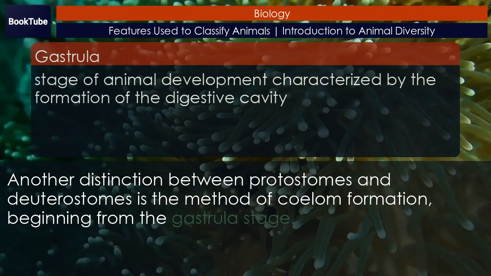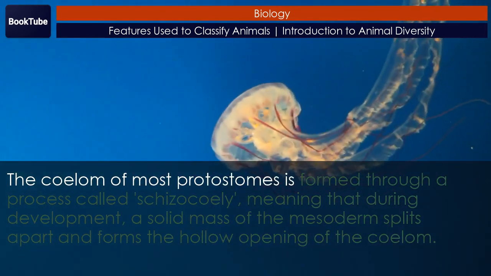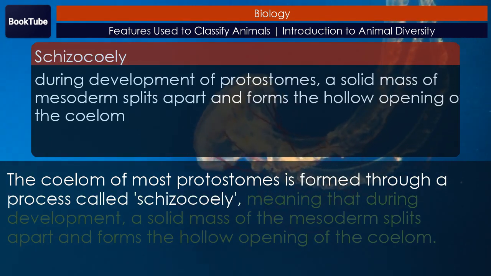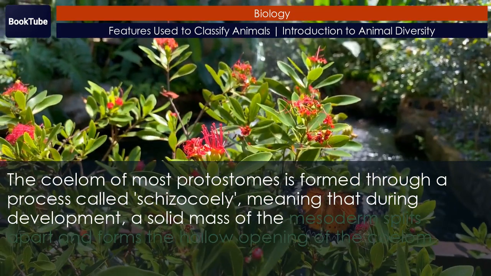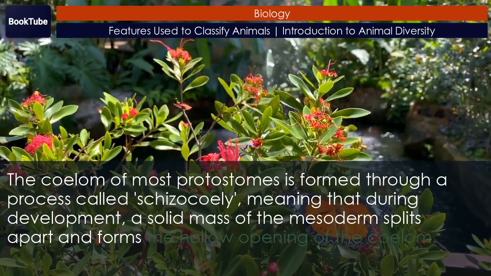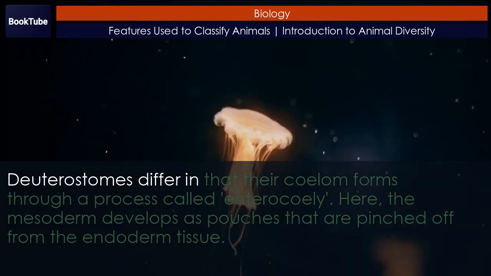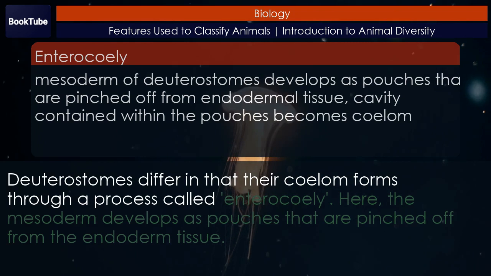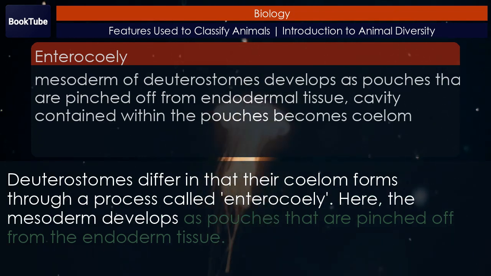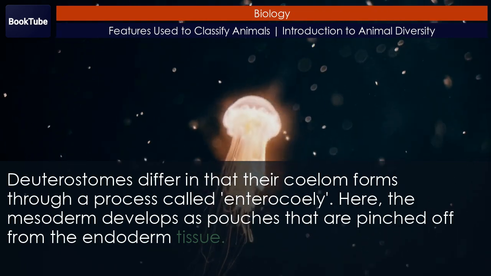Beginning from the gastrula stage, the coelom of most protostomes is formed through a process called schizocoely, meaning that during development, a solid mass of the mesoderm splits apart and forms the hollow opening of the coelom. Deuterostomes differ in that their coelom forms through a process called enterocoely. Here, the mesoderm develops as pouches that are pinched off from the endoderm tissue.